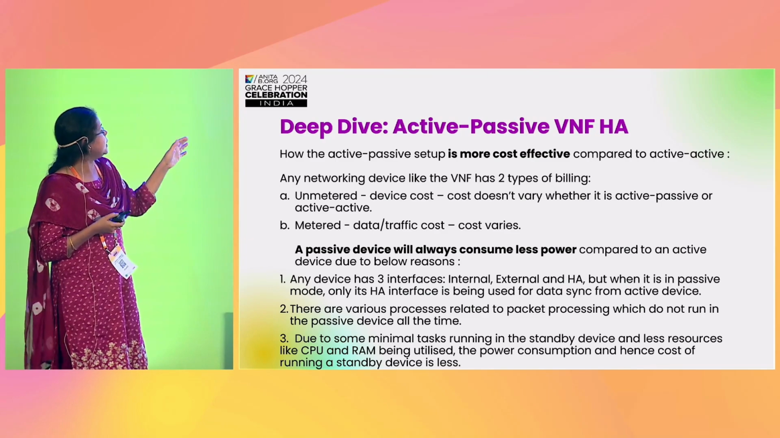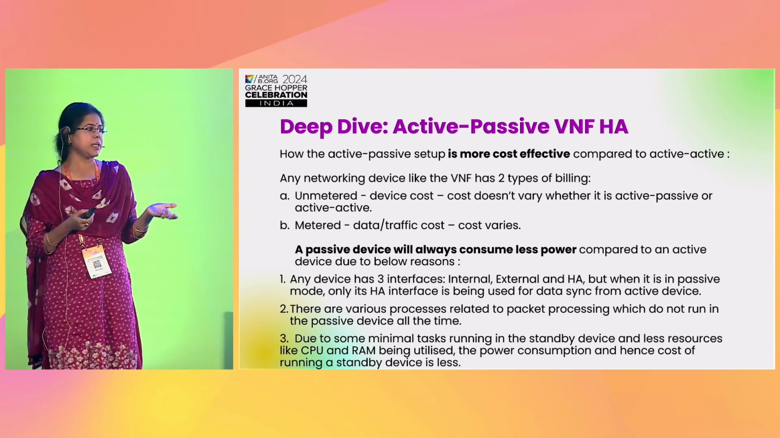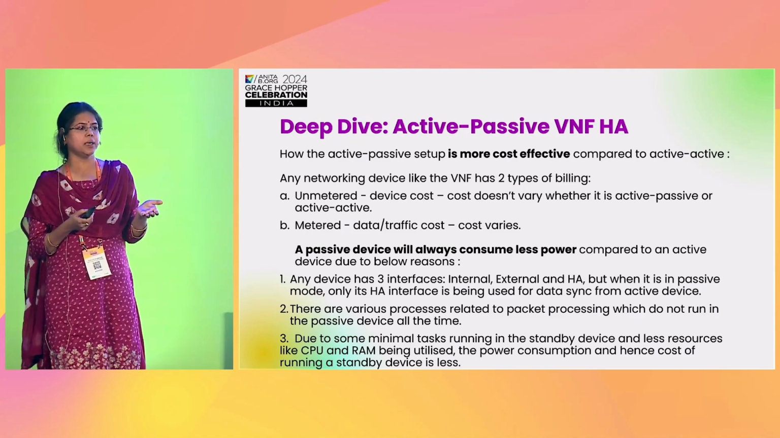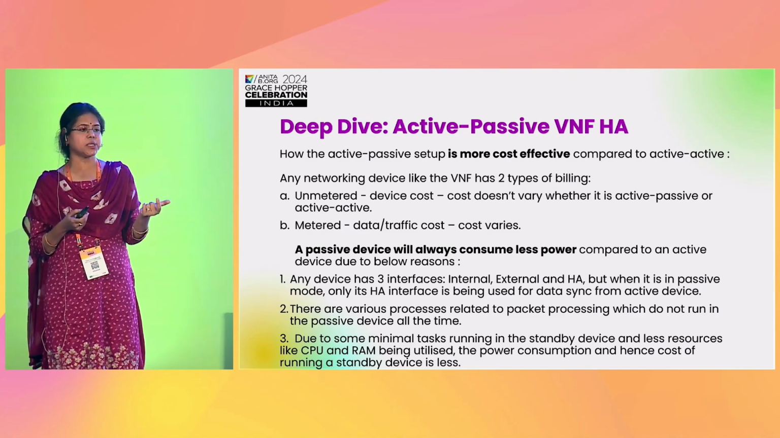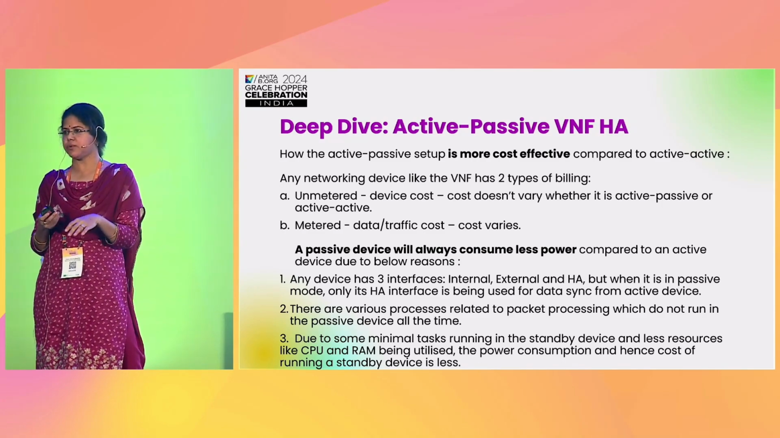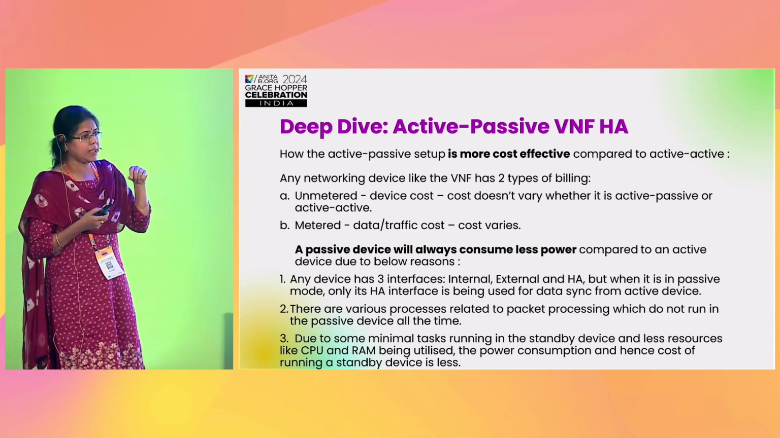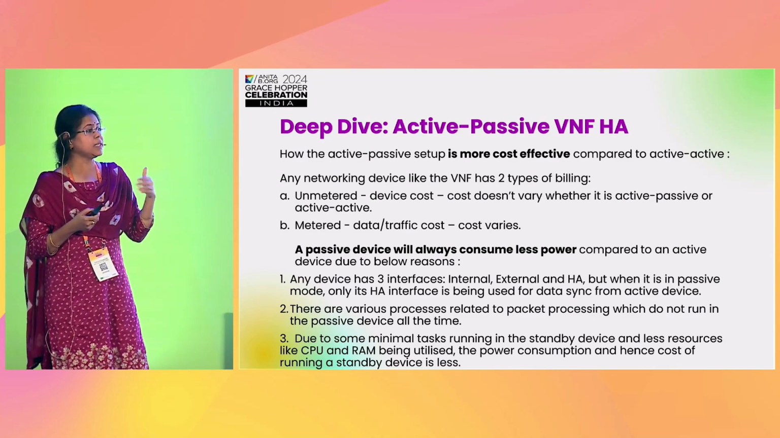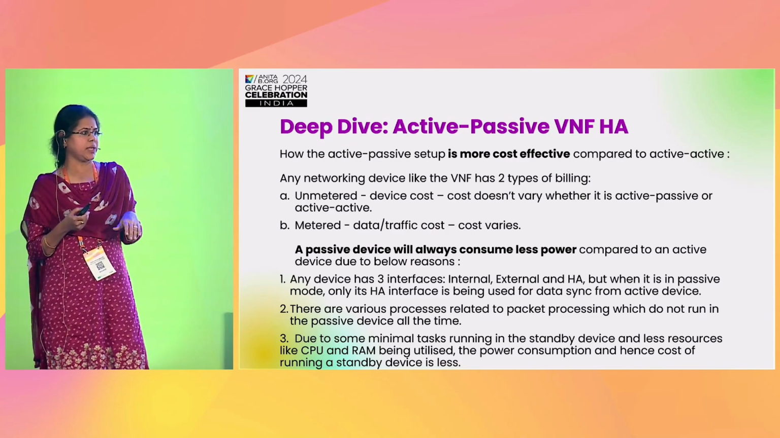In any network device like a VNF device, there are two types of billing. One is the unmetered billing and another one is the metered billing. In the unmetered billing, a user has to pay for the device cost, and this device cost is the same for an active VNF or a passive VNF. Whereas in the case of metered billing, a user has to pay for the data or the traffic flow, and this cost varies between an active and a passive VNF.